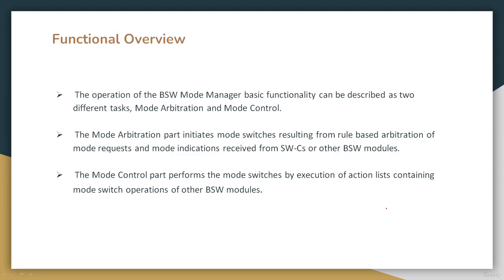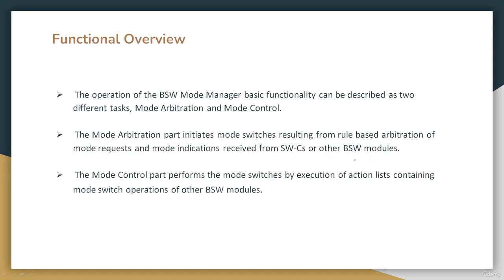Functional overview. The operation of BSW Mode Manager basic functionality can be described as two different tasks. These two are the most important terms: mode arbitration and mode control. We will go into these details in later slides. The configuration of the BSWM module is also divided into these two main containers: mode arbitration and mode control. The mode arbitration part initiates mode switches resulting from rule-based arbitration of mode requests and mode indications received from software components or other BSW modules.